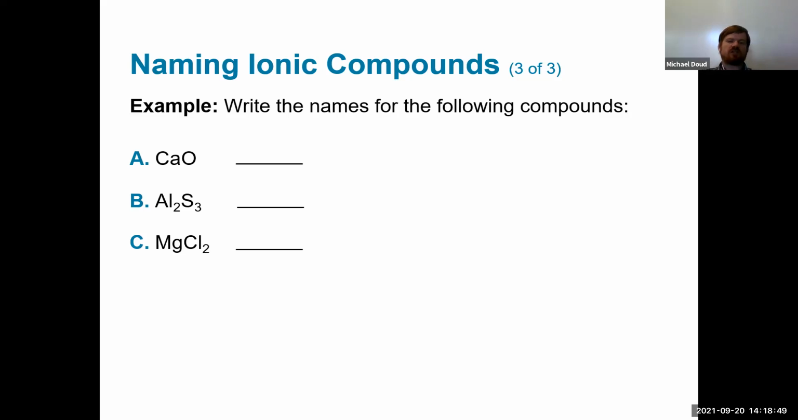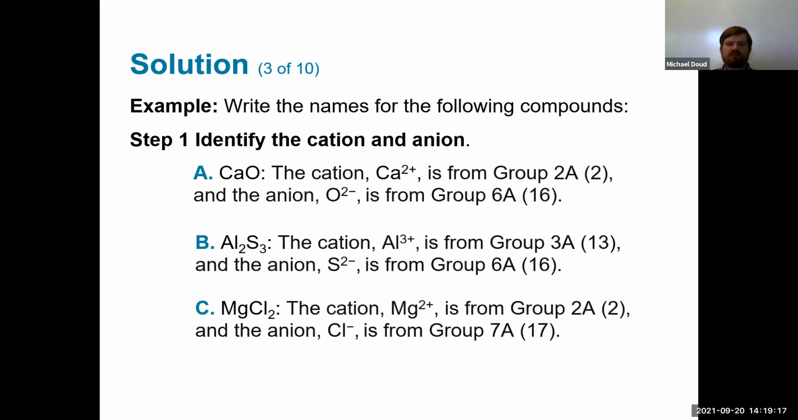Al2S3, that's a combination of a metal and a non-metal, so it's an ionic compound. The aluminum forms an Al3+ ion, and sulfur forms the 2- sulfide ion. They combine in a 2:3 ratio. That's aluminum sulfide. Finally, MgCl2. Mg is magnesium, forms a 2+ ion. Cl is the Cl- chloride ion. So the correct answer here is magnesium chloride.